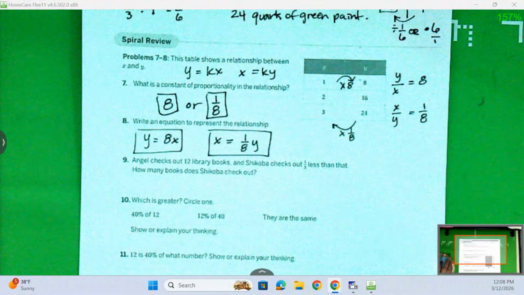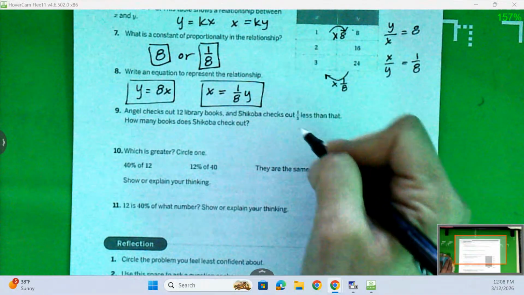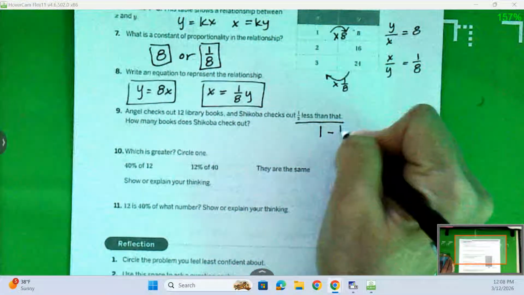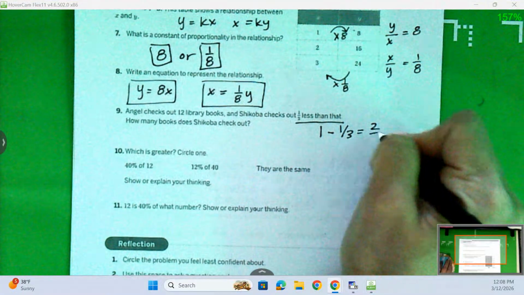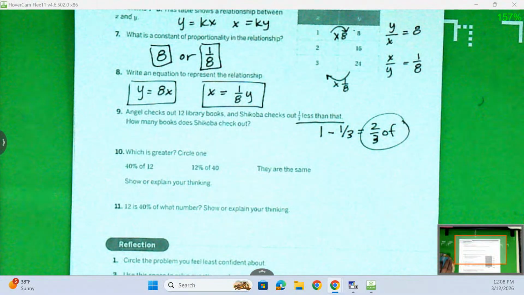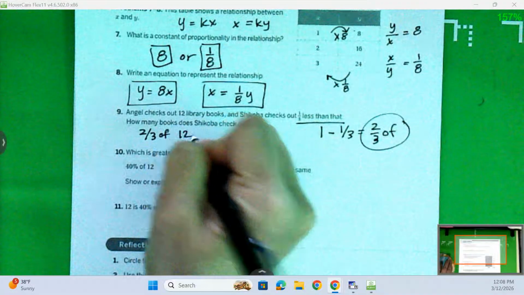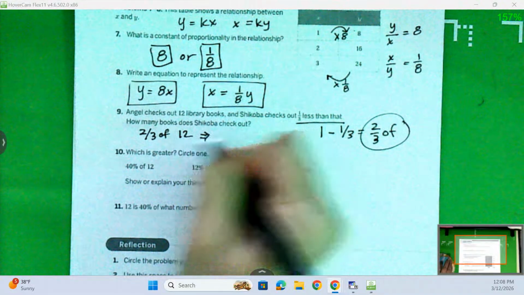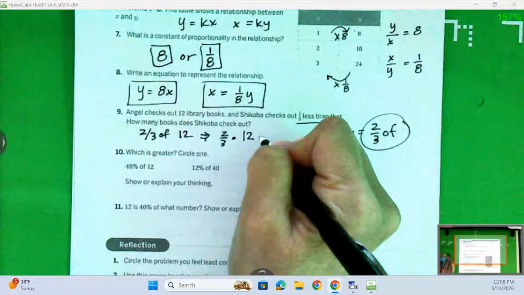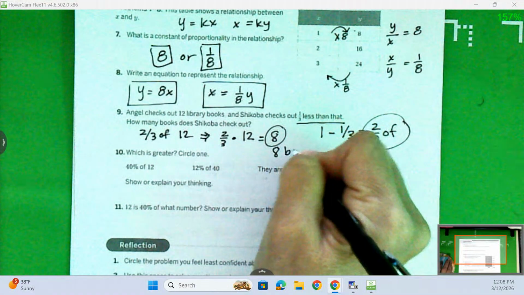Okay, question 9. Angel checks out 12 library books. Shakoba checks out 1/3 less than that. So 1/3 less, if I have 100% minus 1/3, she's checking out 2/3 of what Angel is checking out. So we need to solve the math problem 2/3 of 12. And that means I'm going to do 2/3 times 12, which gives me 8. So 8 books.